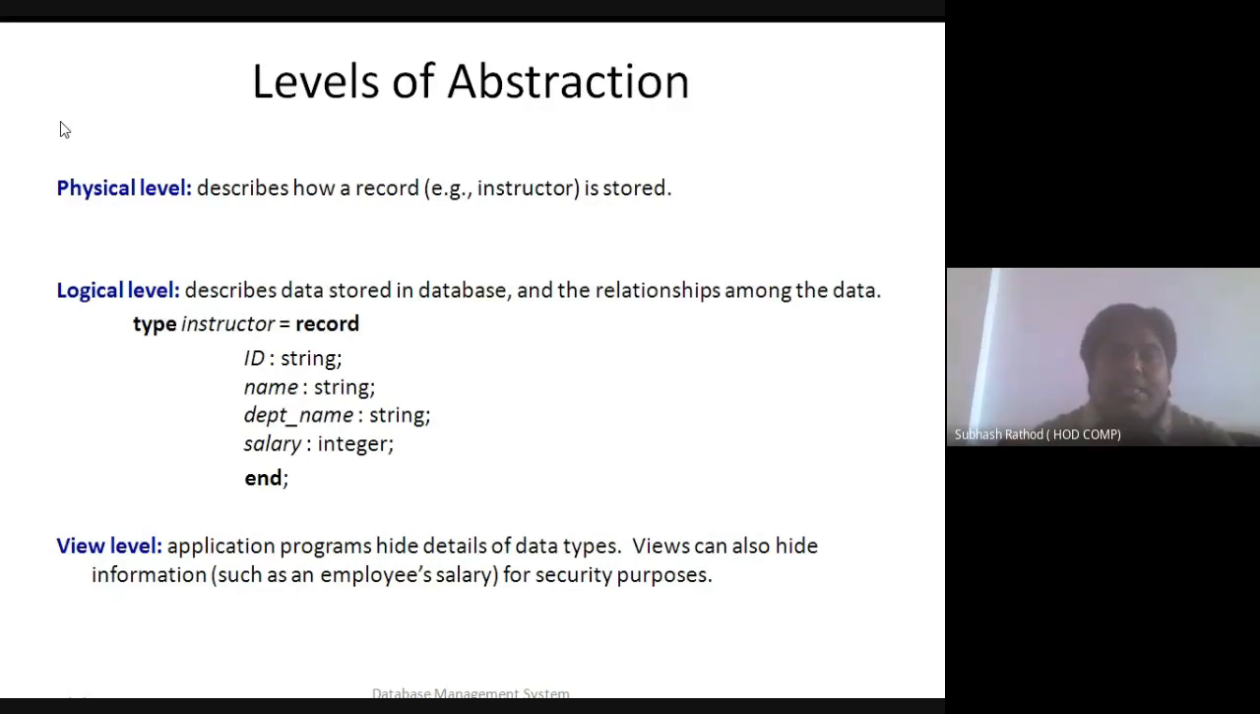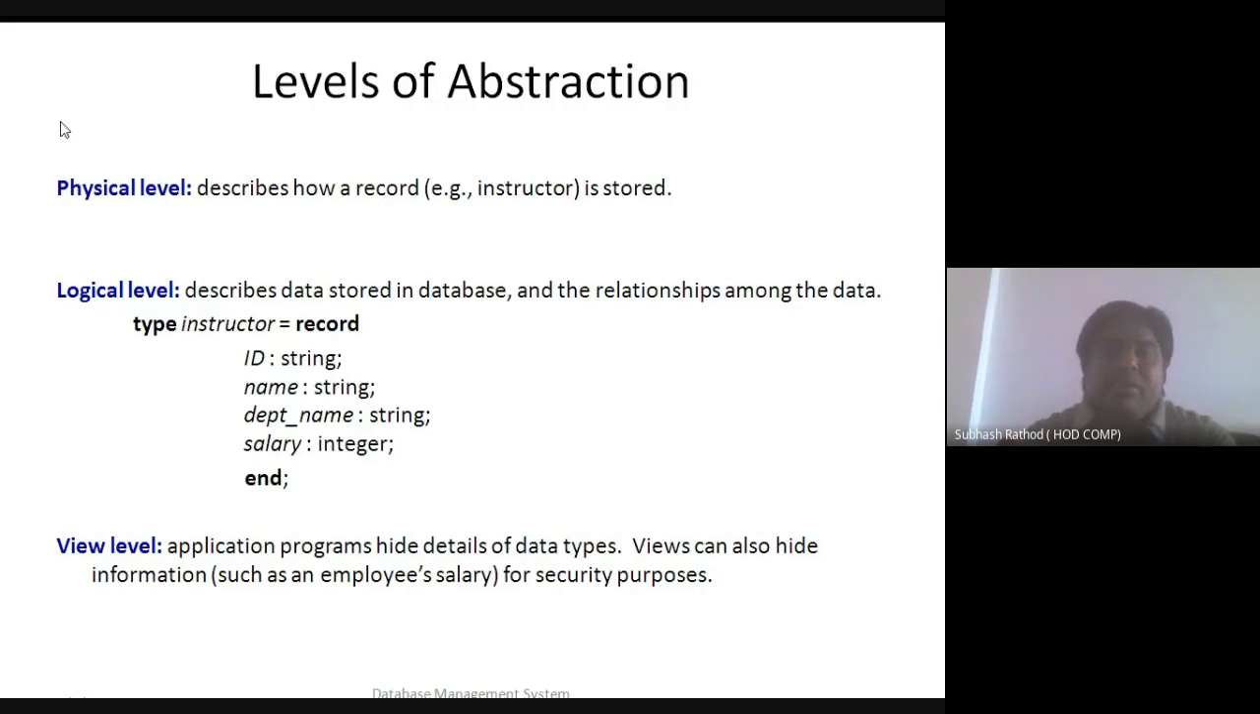This logic is studied or described at the logical level, also called the conceptual level. I'm repeating again: at this level we describe the data stored in a database, and the logical relationship among the data, how they are associated with one another. This study or implementation is done at the logical level.